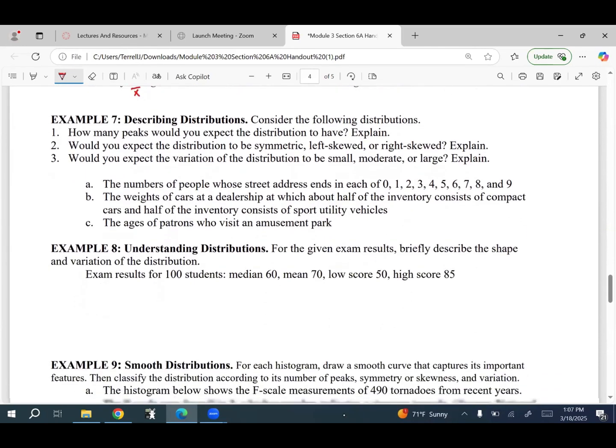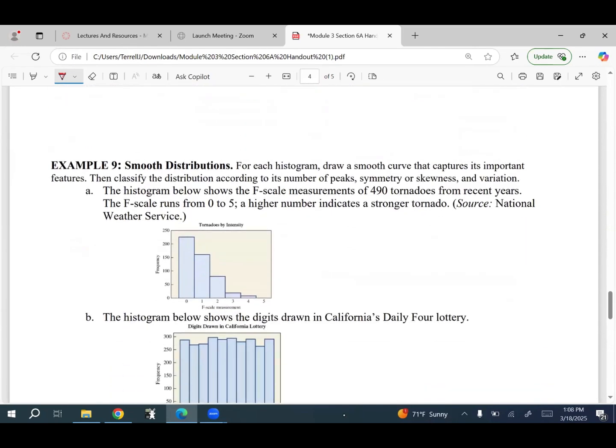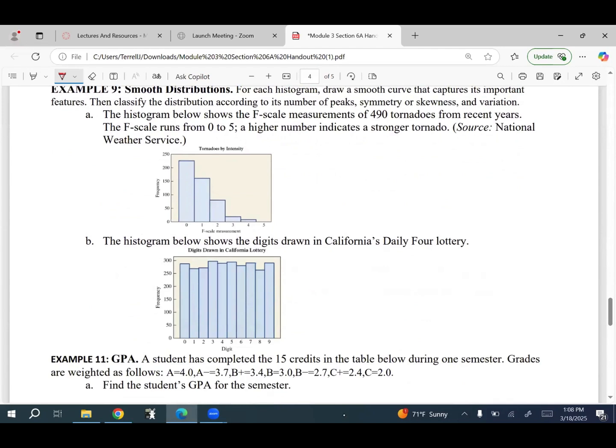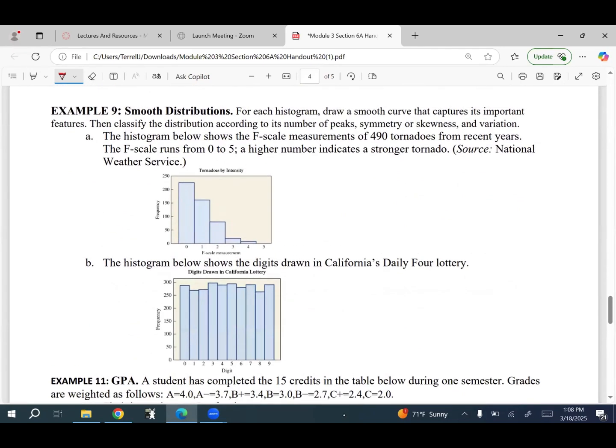So with that, let's look at number 9. Number 9 kind of touches on 7 and 8. So I'd like to do this example. So let's look at example 9. For each histogram, draw a smooth curve that captures its important features. So when I say draw a smooth curve, this is what I mean. We're drawing a curve to represent. Then classify the distribution according to its number of peaks, its symmetry or skewness, and variation.